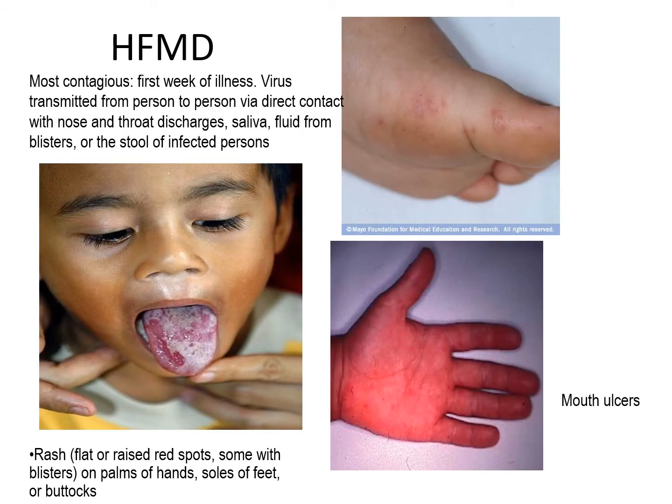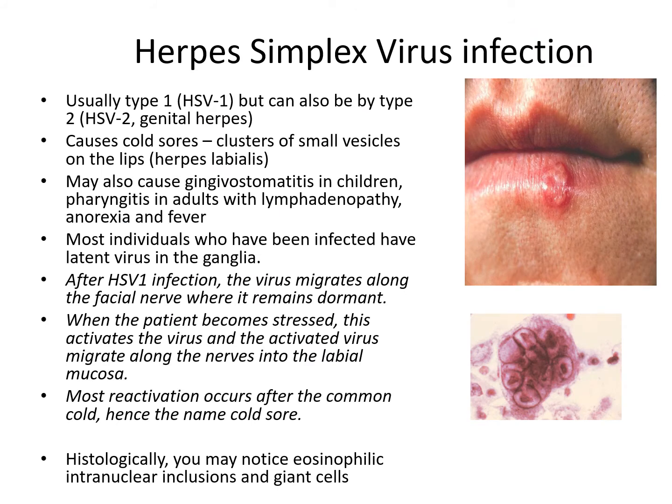This picture shows the rashes and the mouth ulcers that can occur in HFMD. The disease is most contagious in the first week of the illness, and the virus is transmitted from person to person from the body fluids. Another common infection in the oral cavity is herpes simplex virus, usually caused by type 1 HSV. It causes cold sores or clusters of small vesicles on the lips, just like shown in the picture.